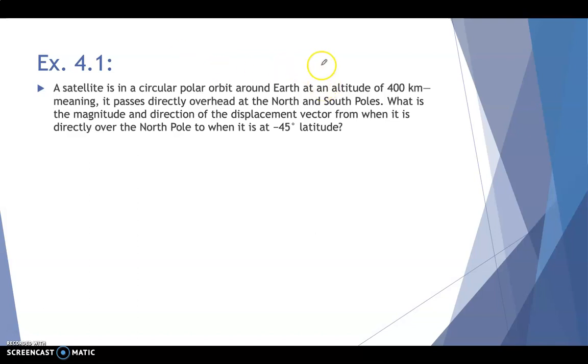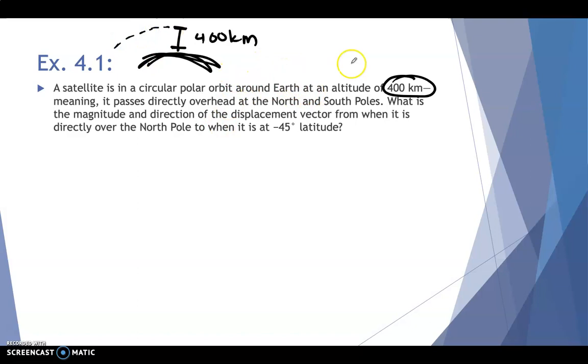Okay, so we need to make a couple notes here. It says it's at 400 kilometers altitude, right? But that is just above the Earth's surface. So this would be like 400 kilometers above the North Pole. That would be its orbit, okay? But we need to take into account the radius of Earth.